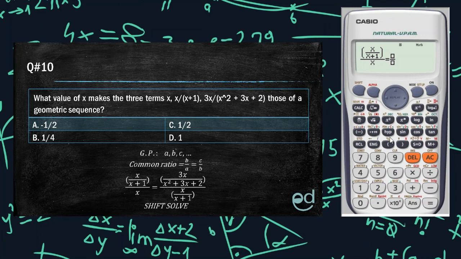And our third term is equal to 3x all over x squared plus 3x plus 2. And that term is all over the second term, which is equal to x all over x plus 1.